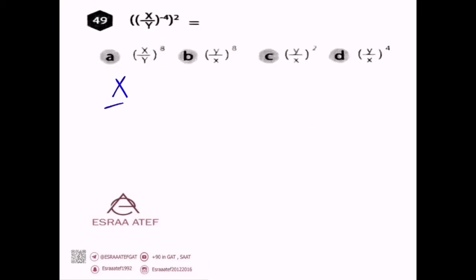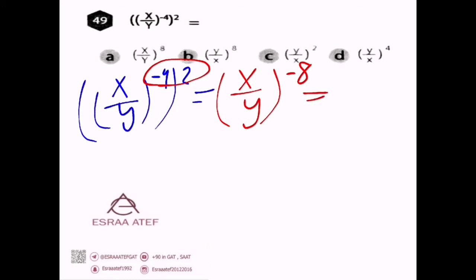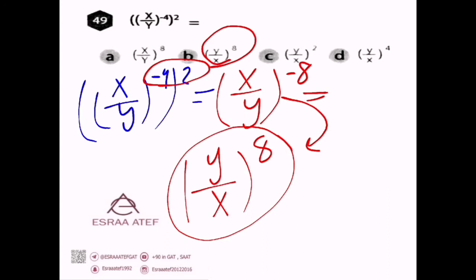Here we have x over y powered by negative 4 powered by 2, the same. If we have two powers, we will multiply the powers. So x over y powered by negative 8, which equals, we have negatives here, okay? Here we don't have any negatives in the choices. So how can we get it? If we switch it, it will be y over x powered by 8. So we can choose y over x powered by 8.